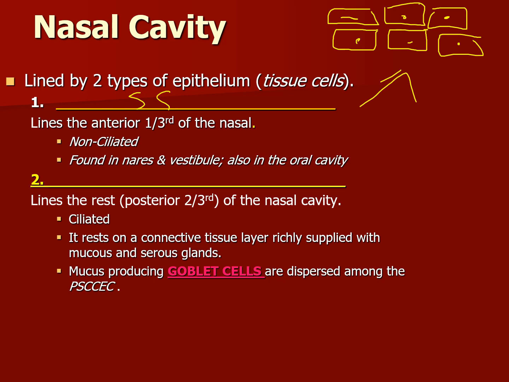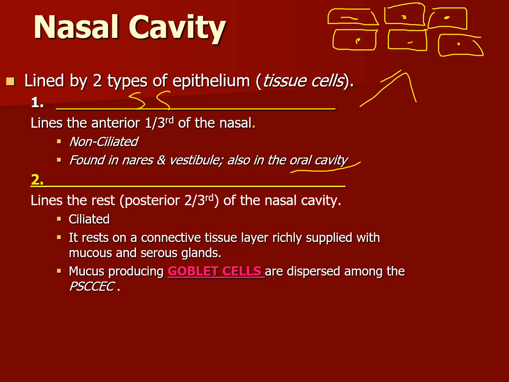It's the anterior third. It's non-ciliated. It's in the vestibule, and it's also in the oral cavity. Now, you're like, Derek, there's a lot of different types of tissues in the upper and lower respiratory zones. Yes. However, one of my requirements for the class, and it's a school requirement, is that you know the types of tissues in each part of the respiratory zone.